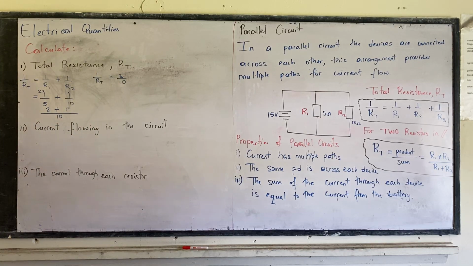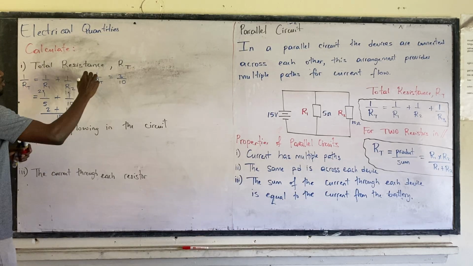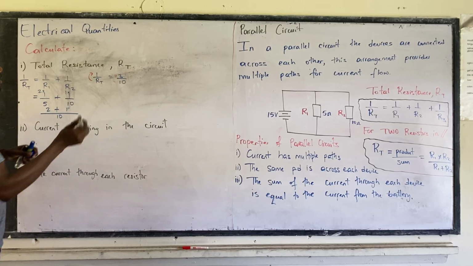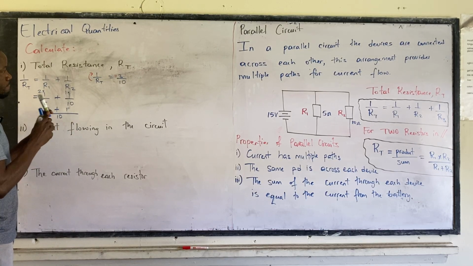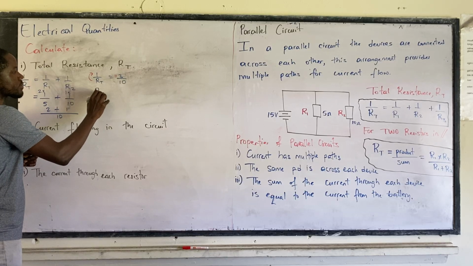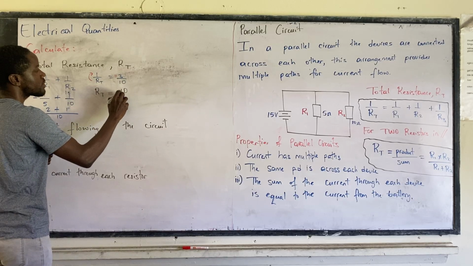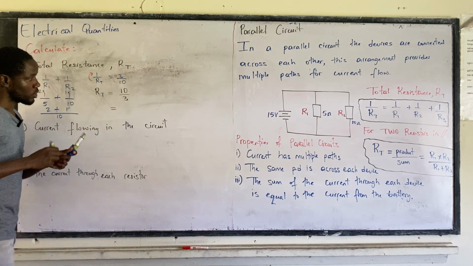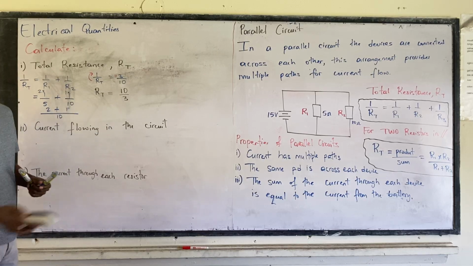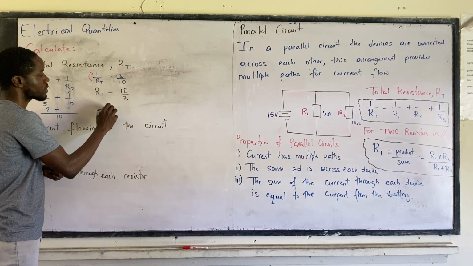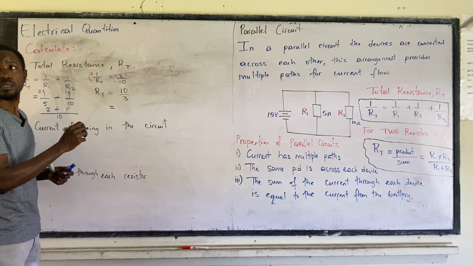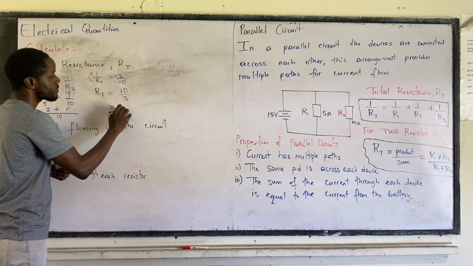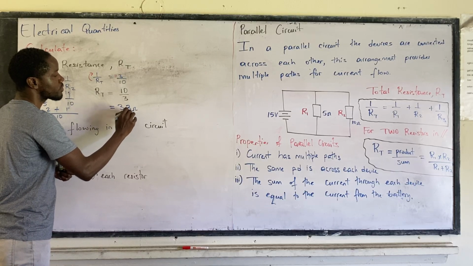Now, what to do from here now is we're going to simply reciprocate, right? Reciprocate like that. So we're going to get RT is going to be equal to 10 divided by 3, which works out, when we do that, 10 divided by 3 is 3.33333, right? So about 3.3, right?